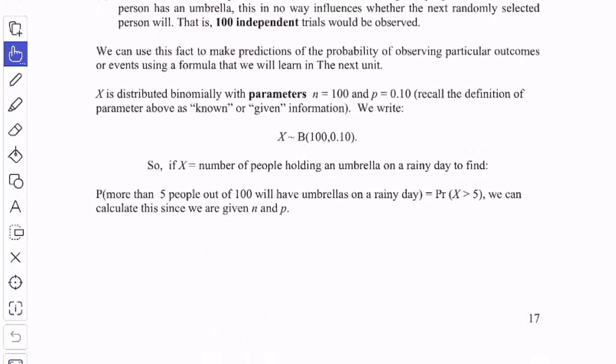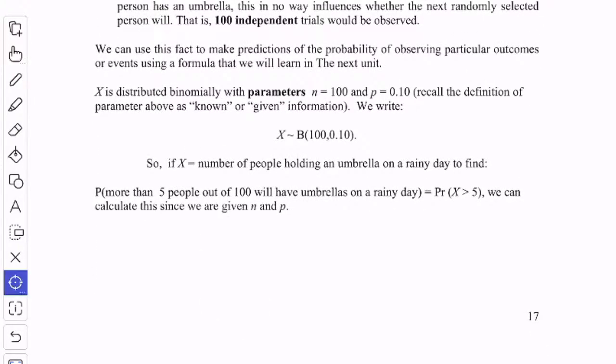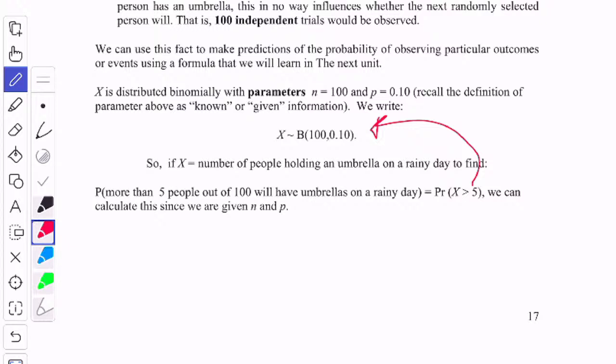So once you have the information, you see, for example, the probability of more than 5 people out of 100 having umbrellas on a rainy day. I want to calculate this. This also looks similar, but remember, this is for a new type of probability. Different from flipping a coin 4 times, where we made our own list of possible outcomes. Remember that?